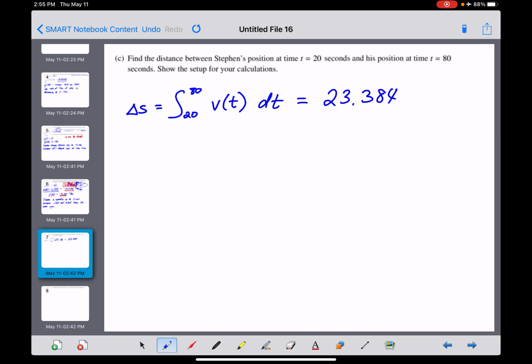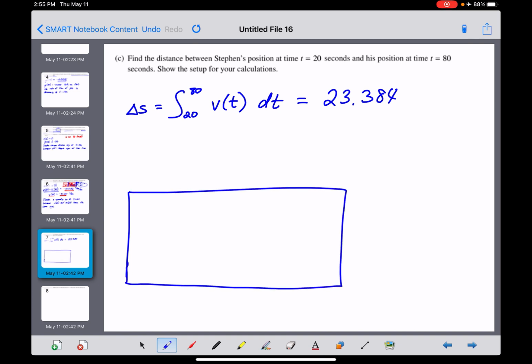Now, show the setup for your calculations. Okay, that's it. Now, they didn't ask me here. I thought they were going to. What that actually tells us here, guys, is that in terms of the rectangular pool right here, his position at 80 is actually 23 whatever meters greater than it was at 20.